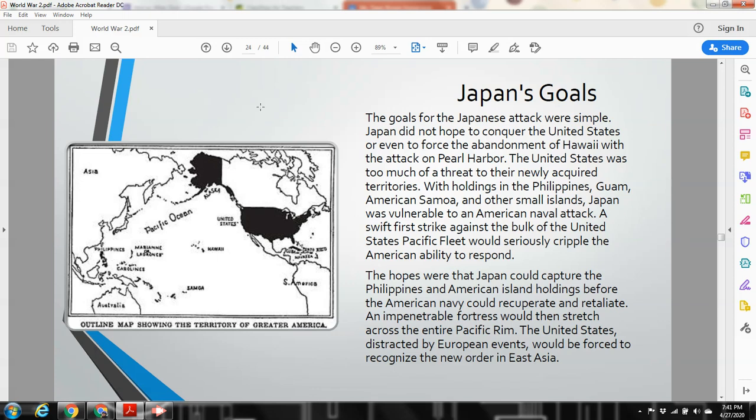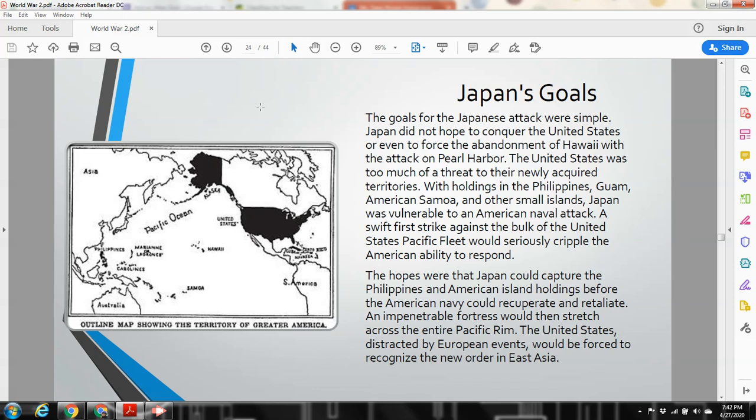So with holdings in the Philippines, Guam, American Samoa, and other small islands, Japan was vulnerable to U.S. naval attack. A swift first strike against the bulk of the United States Pacific Fleet would seriously cripple the Americans' ability to respond. So Japan wanted to take out the big guns before they made a big move, basically. The hopes were that Japan could capture the Philippines and the American island holdings before the American Navy could recuperate and retaliate.